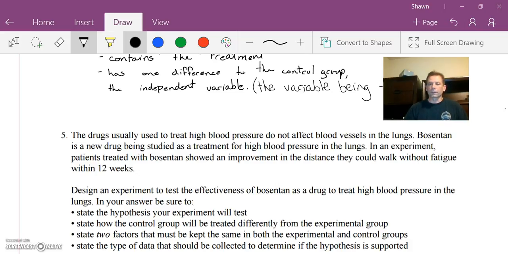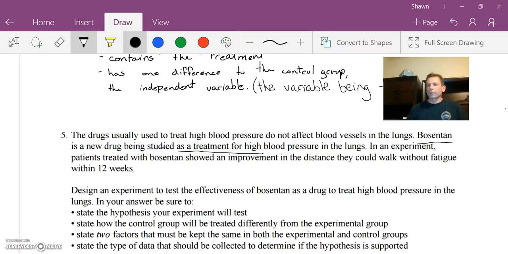So you see how you can answer that question, and it's listed for you right there in that second line. So I can try to get my pen. Bosantan is the treatment. So that's what's given to the experimental group. Okay, state 2 factors that must be kept the same in both the experimental group and the control group.